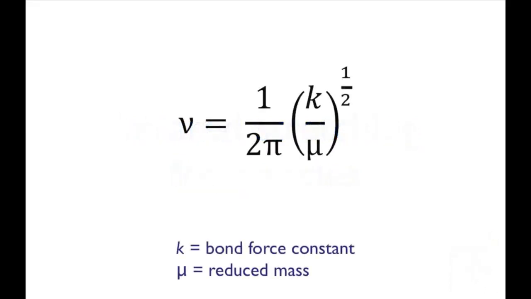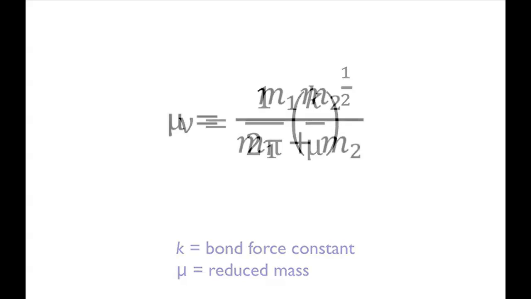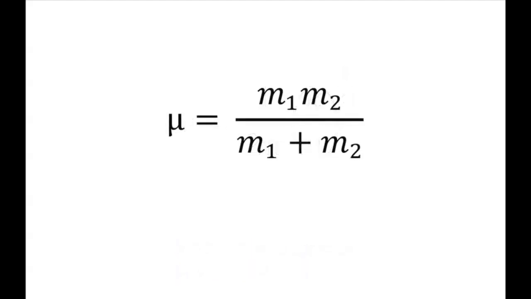The first of these relates the bond stretching frequency, given by the Greek letter nu, to the bond force constant K, and the reduced mass of the system, given by the Greek letter mu. The second equation shows how the reduced mass for a diatomic molecule is defined in terms of the masses of the individual atoms, M1 and M2.